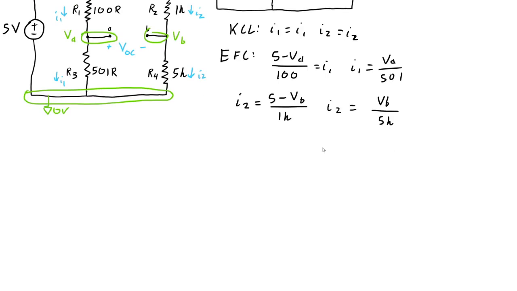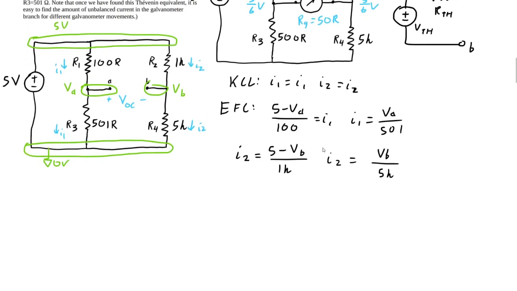Oh, before I move on, I should also write that for the V open circuit, we have the plus over here and the minus over here. So that means that V open circuit equals whatever VA is minus VB. Okay, so now we're going to calculate what VA and VB are.